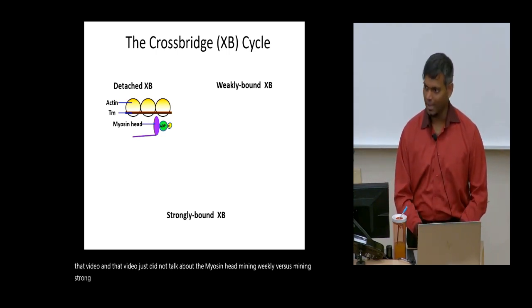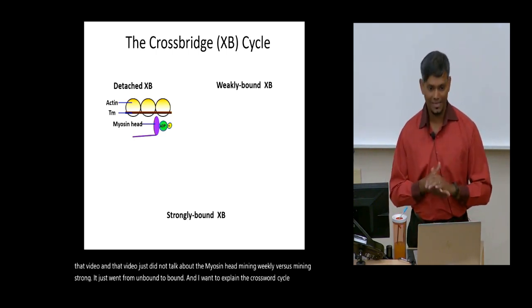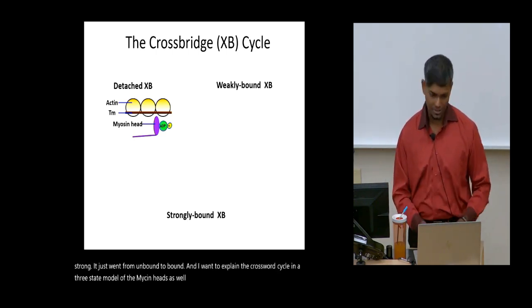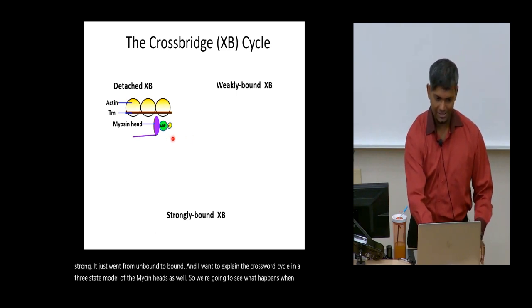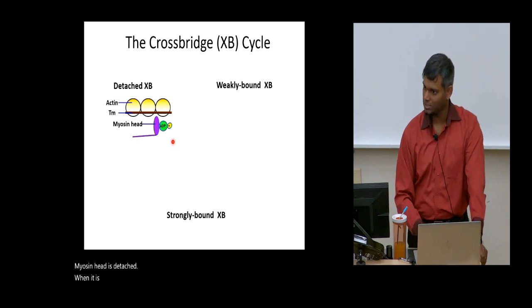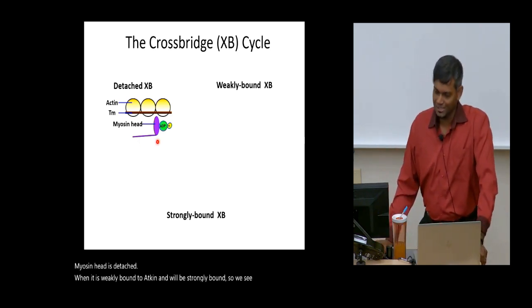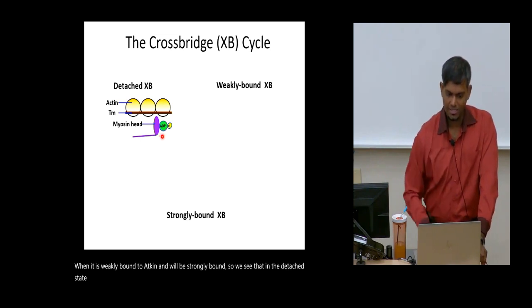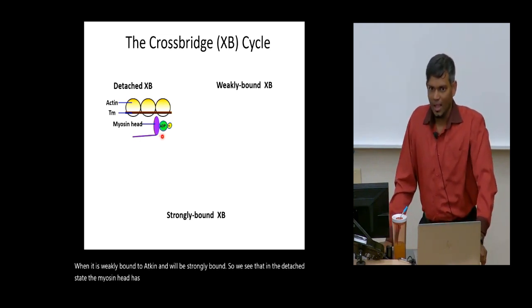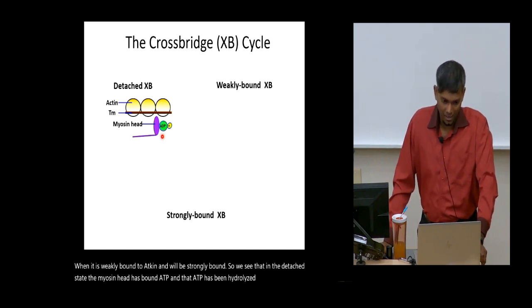And I want to explain the cross-bridge cycle in a three-state model of the myosin heads as well. So we're going to see what happens when the myosin head is detached, when it is weakly bound to actin, and when it is strongly bound. We see that in the detached state, the myosin head has bound ATP, and that ATP has been hydrolyzed to ADP and inorganic phosphate.